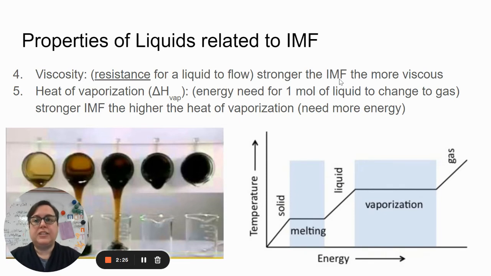Heat of vaporization is the amount of energy needed to turn 1 mole of a liquid into a gas. The stronger the intermolecular force, the more energy is going to be needed because we need to separate those molecules. So the stronger they're attracted together, the more energy we need to pull them apart.